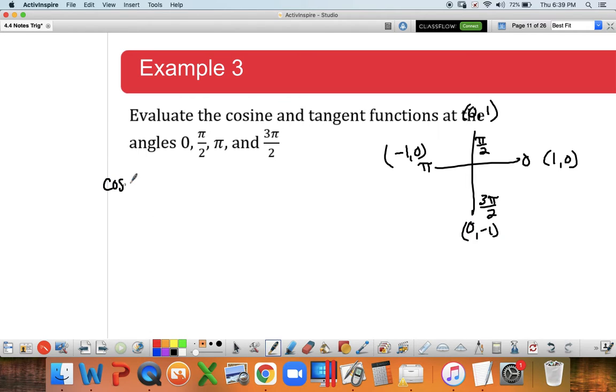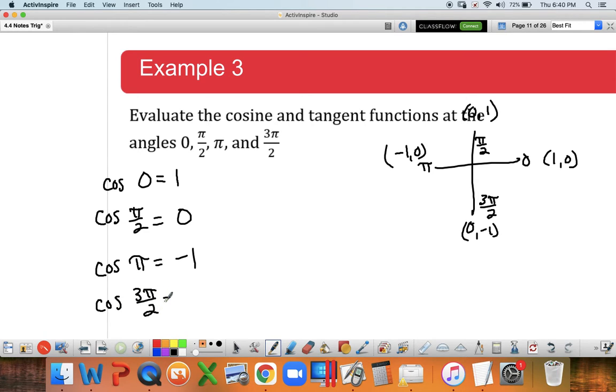So if I want to find the cosine of, say, let's go through these one at a time. We'll do 0 first. Remember, it's just the x-coordinate, 1. Cosine of pi over 2, 0. Cosine of pi, negative 1. And then the cosine of 3 pi over 2, that's 0 as well.